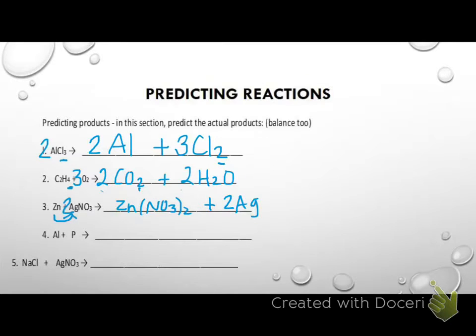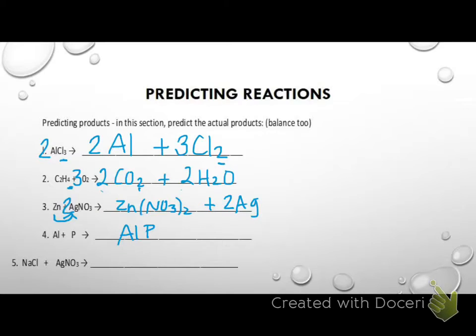The next one is aluminum plus phosphorus, and so I would put those together in a way that I know. Remember, when aluminum is in a compound, it forms a plus 3. Phosphorus forms a negative 3, so it's literally just going to form AlP. Okay? Nothing needs to be balanced because everything is 1 to 1. And then the last one is a double replacement.